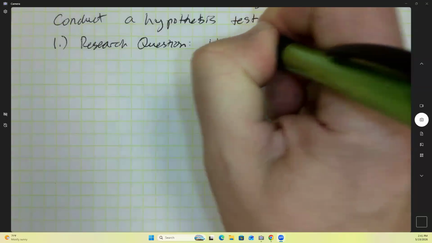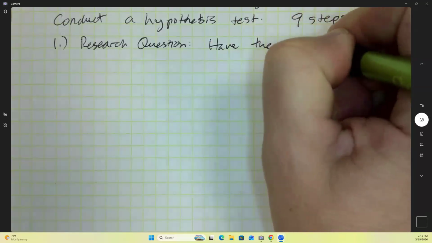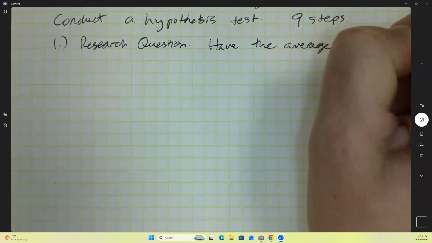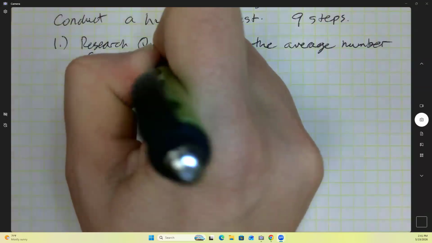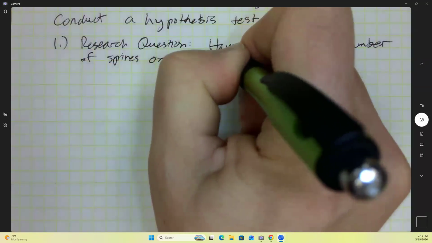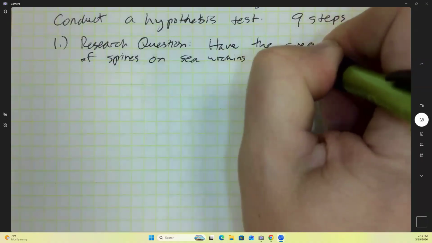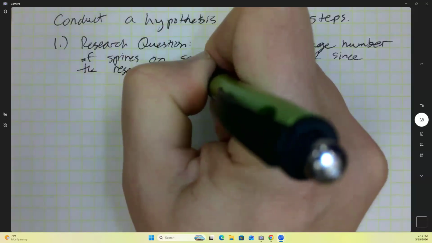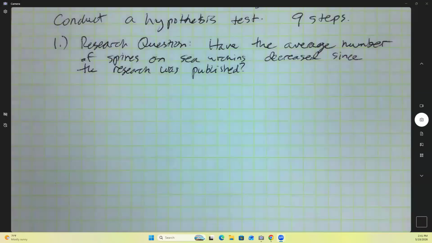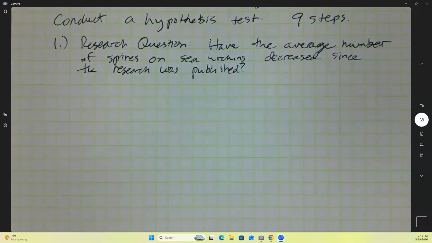But let's use yours. Have the average number of spines on sea urchins decreased since, let's say, since the research was published? That has the advantage of being a yes or no question. And of course, you can have research questions that aren't yes or no. You just wouldn't use a hypothesis test to explore them.